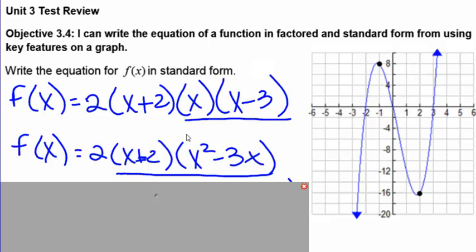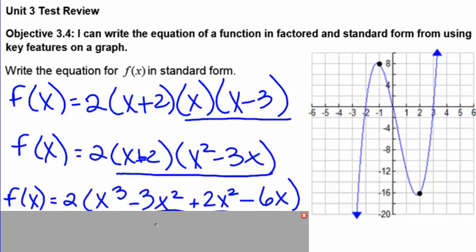So I'm going to take x times each of those terms. So x times x squared will be x to the third. x times negative 3x would be a negative 3x squared. We then have to take our 2 times x squared, so we'd have a positive 2x squared, and 2 times negative 3x, that would be a negative 6x.